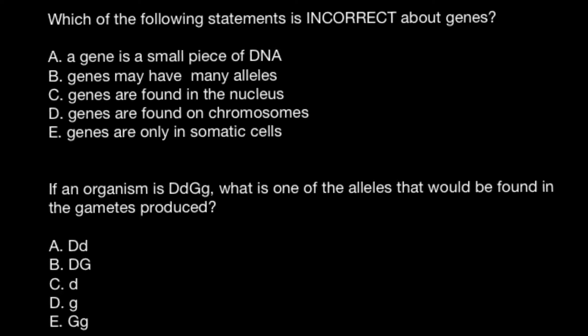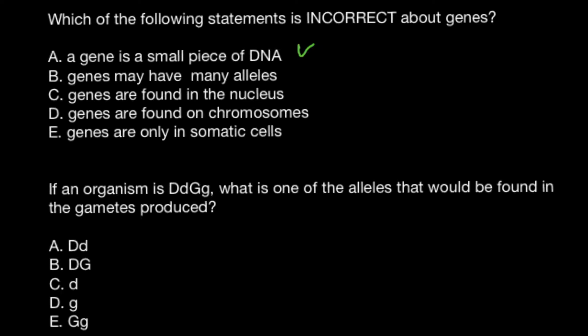So here is the first question. Which of the following statements is incorrect about genes? Answer A, a gene is a small piece of DNA, and this is a correct statement because on one chromosome there can be more than 2000 genes, so we can consider this to be a small piece of DNA because the whole chromosome would be considered as one molecule.